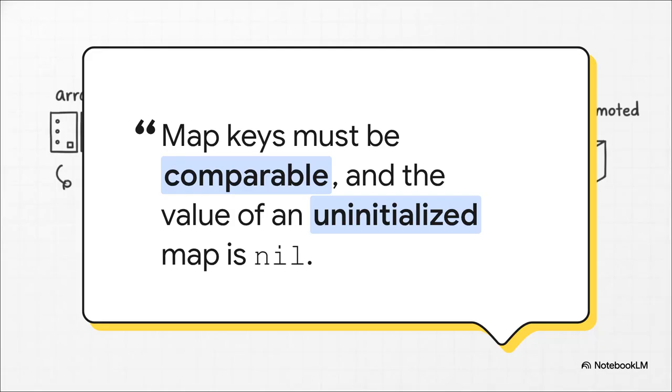So with maps, Go gives you this simple tool for key value data, but it's combined with these built-in patterns for safety. Just one little gotcha to remember: a map's 0 value is nil, so you have to initialize it with make before you can start adding things to it.